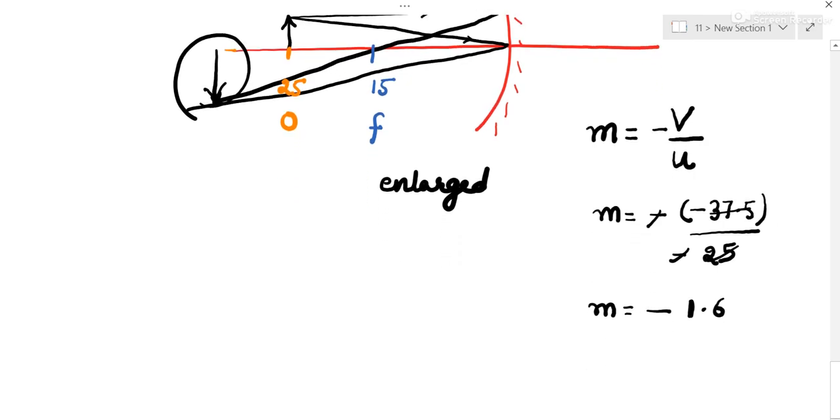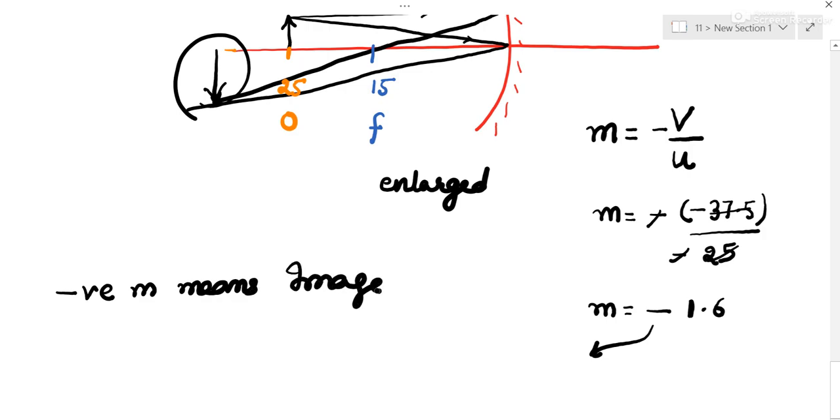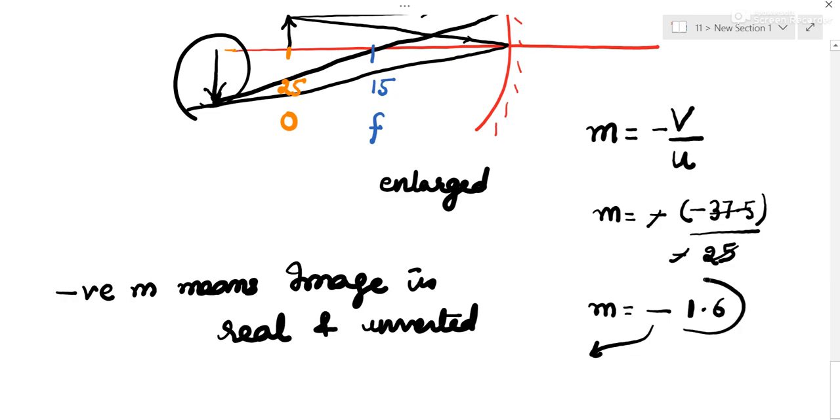Okay. Now, a negative value of magnification, you can memorize this fact: negative M means the image is real and inverted. And because the magnification's value is more than 1, the image is enlarged.